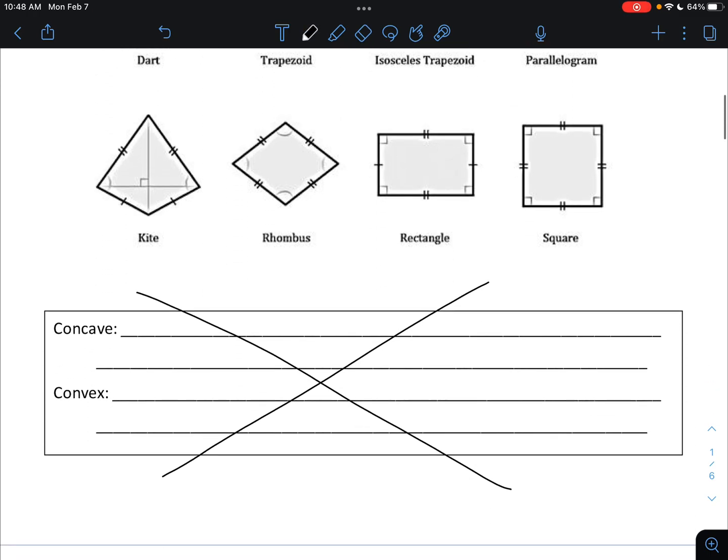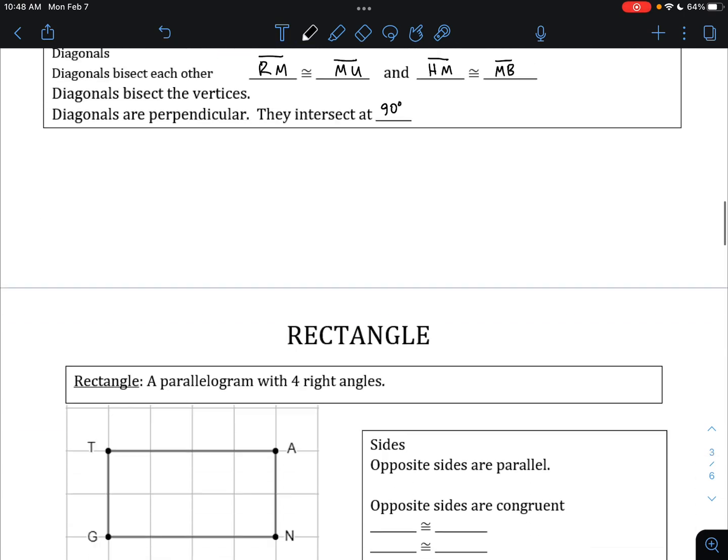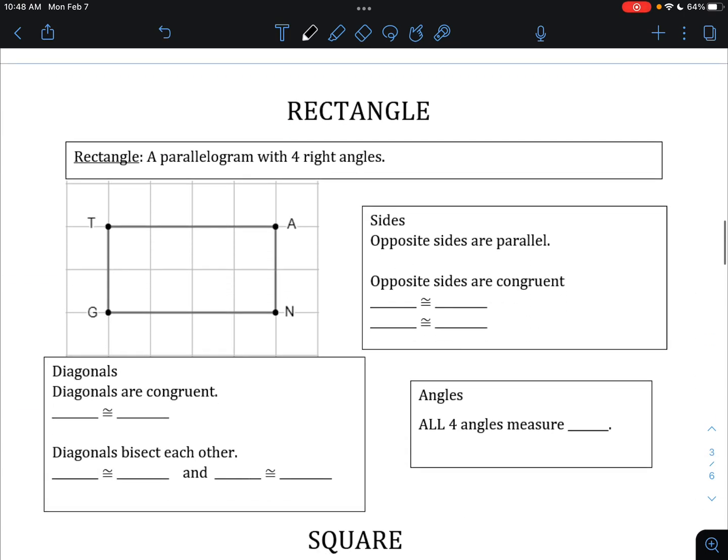The main property of rectangles that's important is that a rectangle has four right angles. So a parallelogram with four right angles is called a rectangle. So we're going to go ahead and put that into our picture. All four of these angles are right angles.